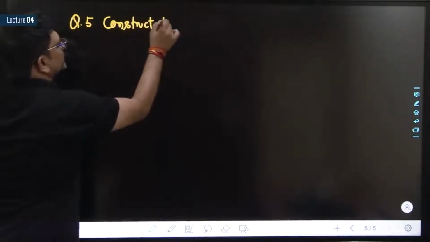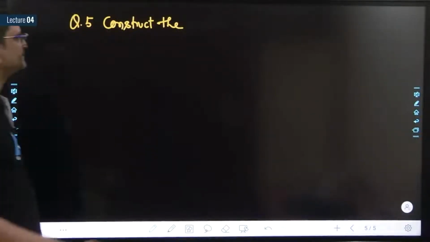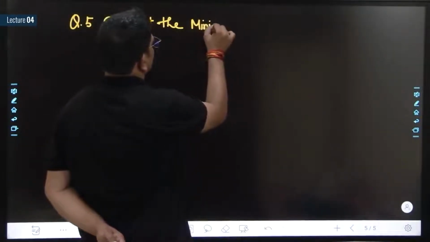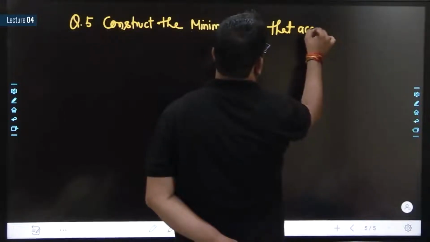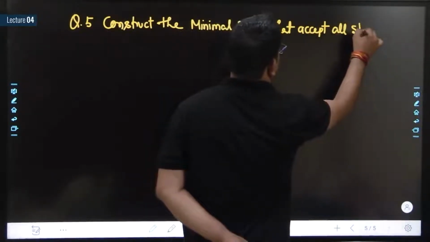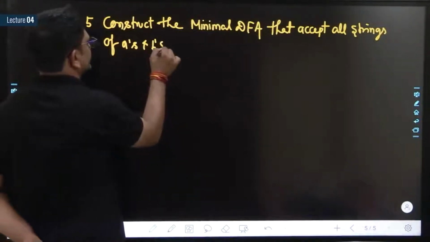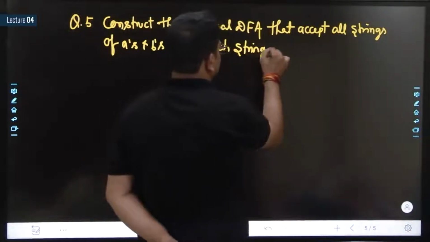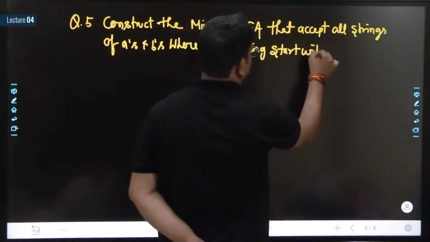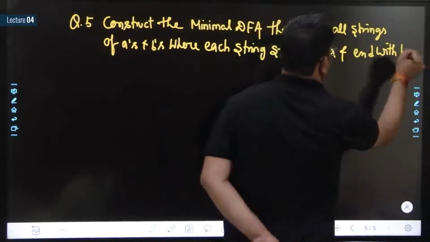Construct the minimal DFA that accepts all strings of A's and B's where each string starts with A and ends with B. Clear? Clear?